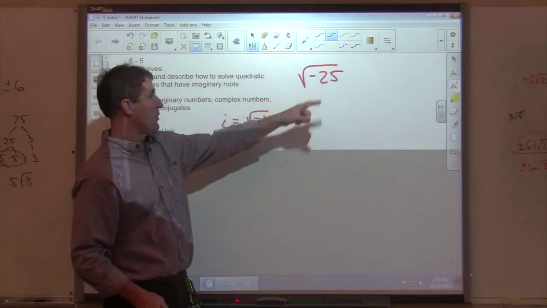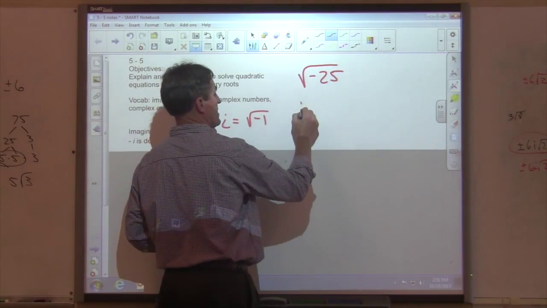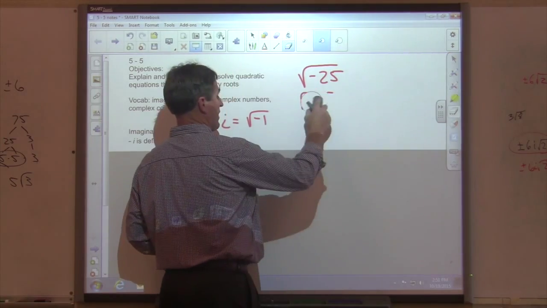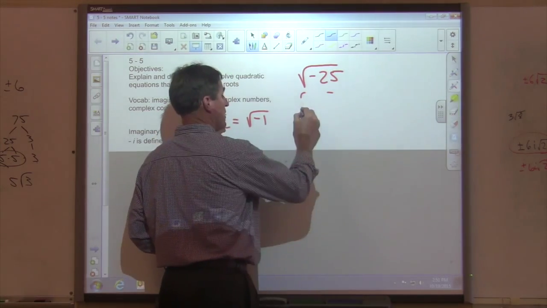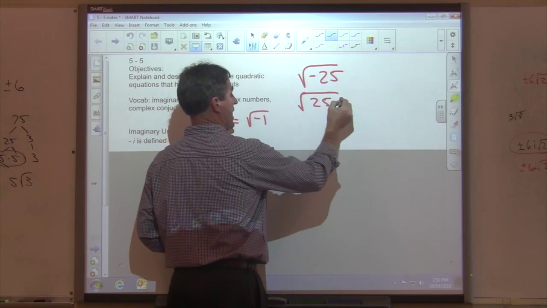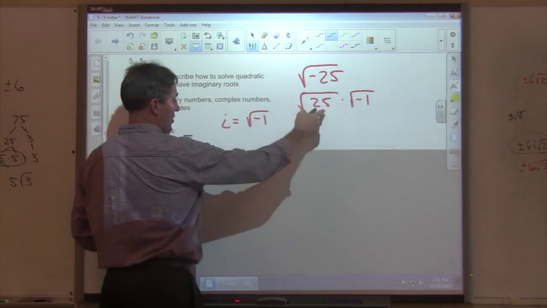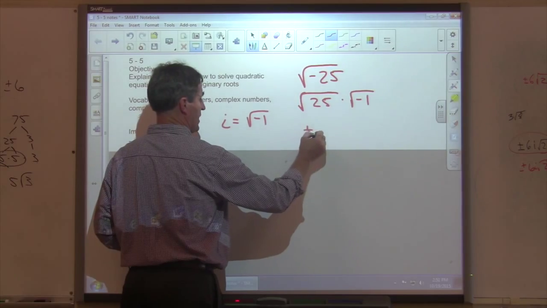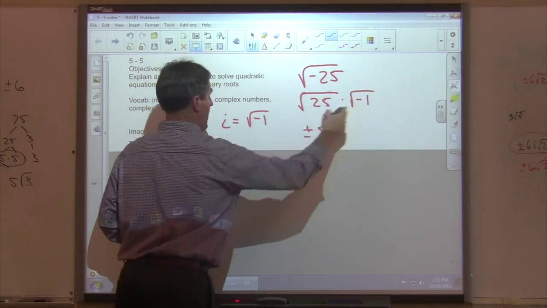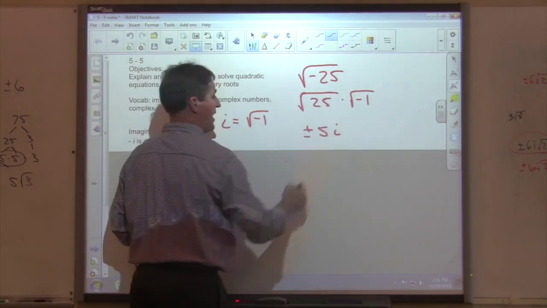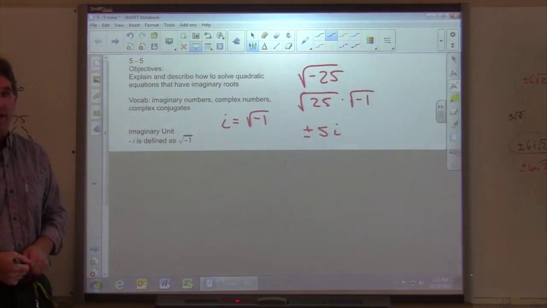So now we can deal with this because we can rewrite this as the square root of positive 25 times the square root of negative 1. And we already know that the square root of 25 is plus or minus 5. And now we have that the square root of negative 1 is equal to i. And so we just simply handle it like that.